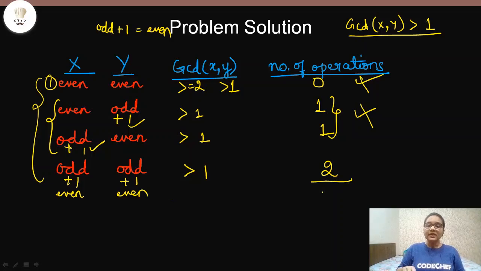Now the answer to the minimum number of operations required can never exceed 2, because our numbers can be either even or odd. They cannot have any other value. So guys, this was a very simple solution to our problem.